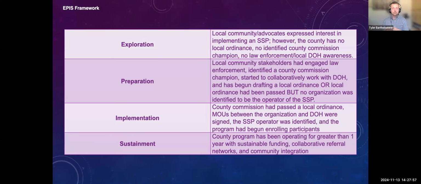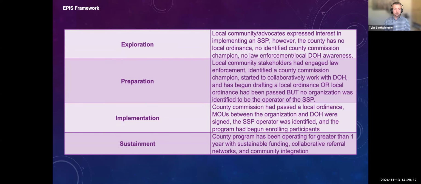So this is where EPIS is really dynamic and can be adapted to your specific project, to your specific context, where you can set guidelines or steps which are taken to move a county, to move an organization from exploration to preparation to implementation and sustainment.